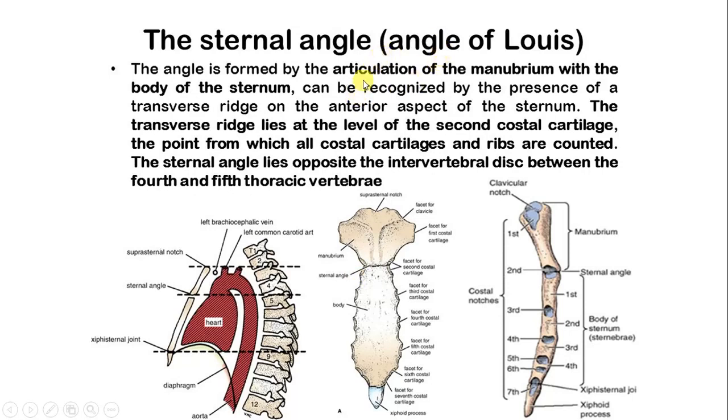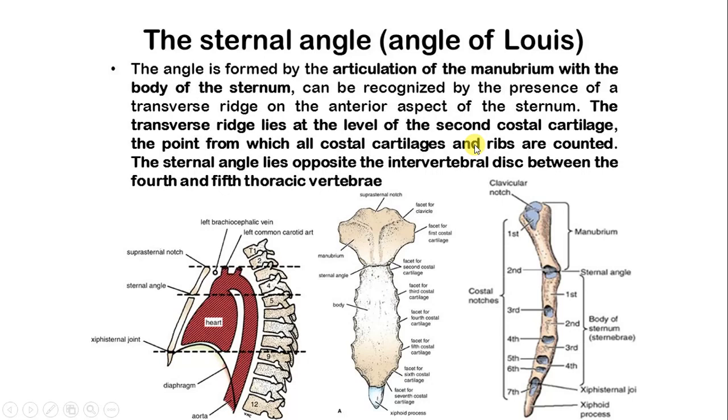The angle is formed by the articulation of the manubrium with the body of the sternum, and it can be recognized by the presence of a transverse ridge on the anterior aspect of the sternum. The transverse ridge lies at the level of the second costal cartilage, the point from which all costal cartilages and ribs are counted. From this, you can count the ribs.